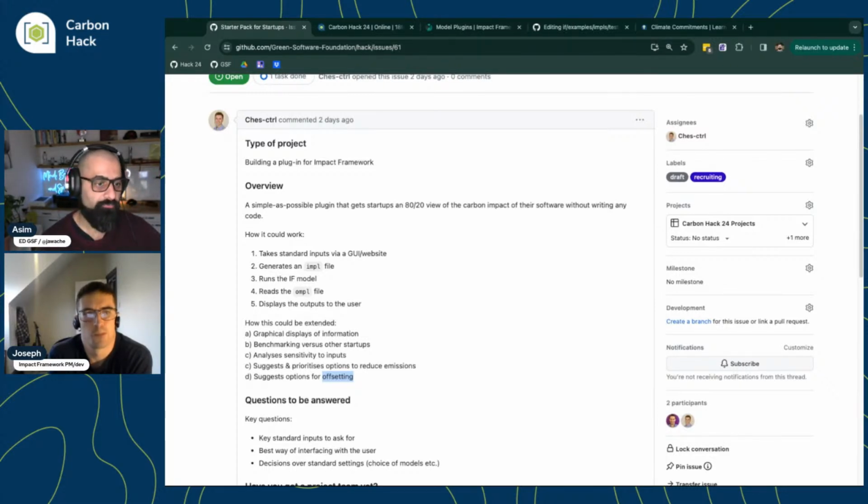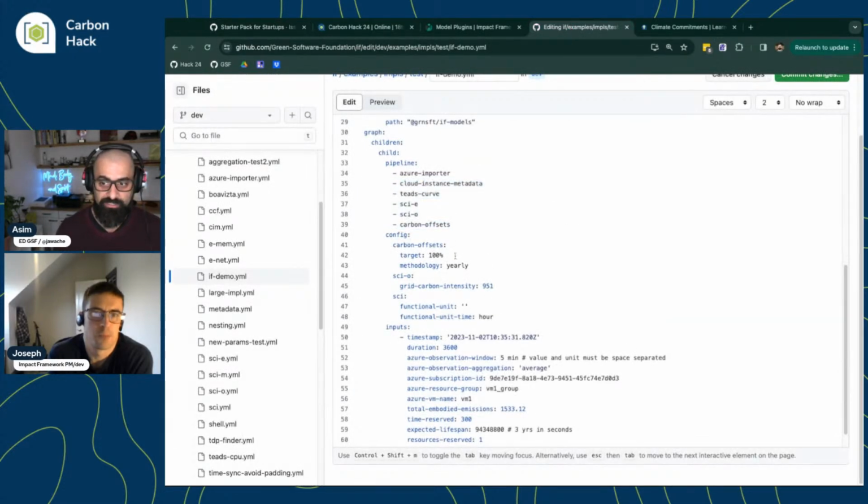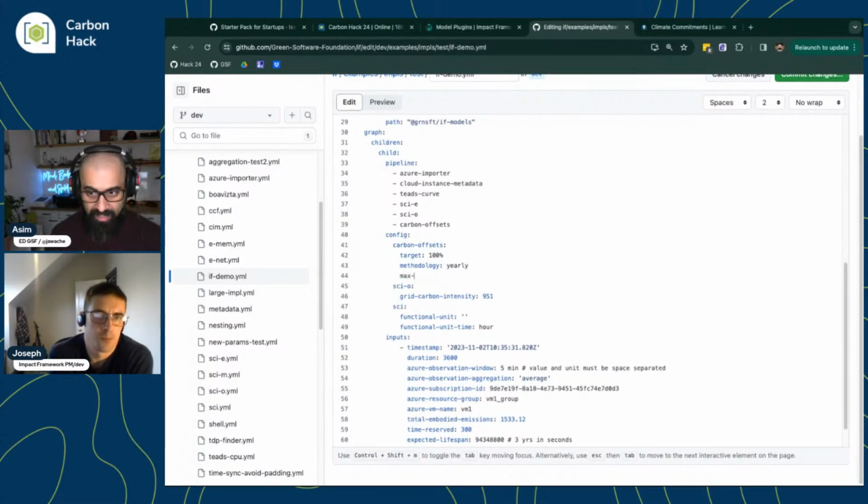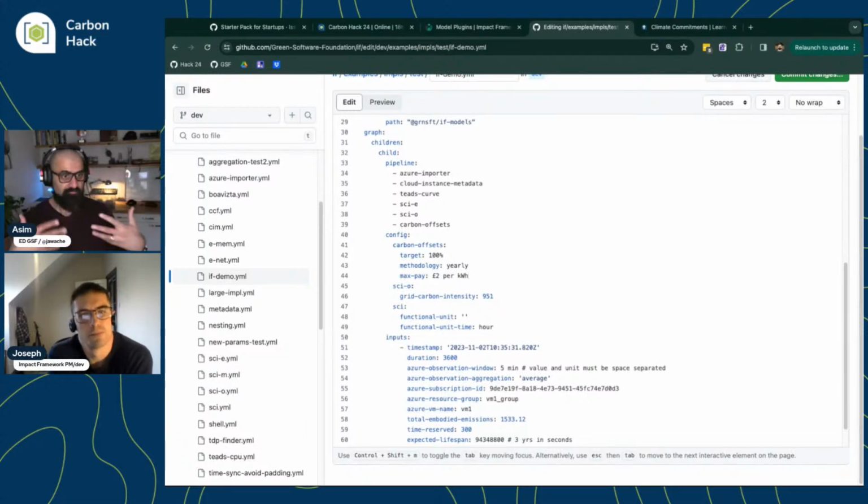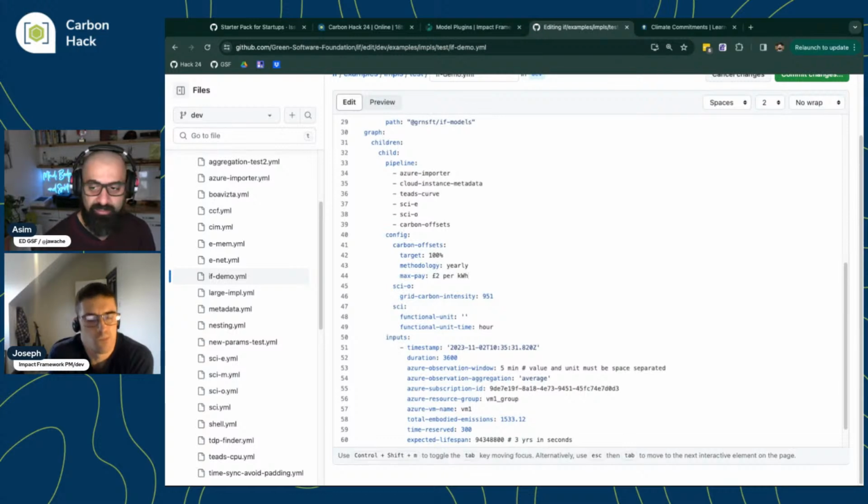But if that is all fully transparent inside this process, at least then, because you'd have to write in your config, you'd have to say, I want to target 100% renewable, method yearly, and the max I'm willing to pay is like $2 per kilowatt hour, or something like that. You'd have to express some aspect of quality. I don't know, but it would all be public. So that makes you feel good.